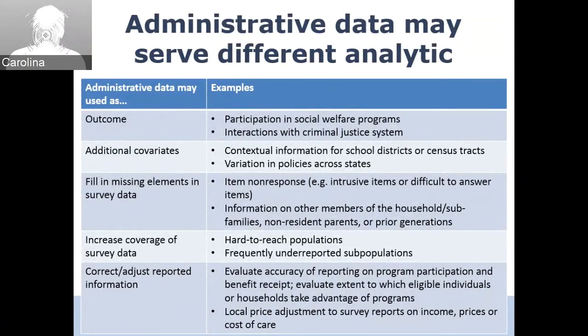A third reason that you may want to do the linkage is to fill in missing elements in the survey data. This may be because you have item non-response on, for instance, some subgroups within your survey. That's very common in intrusive items or difficult to answer items. Or you may need information on other members of the household, subfamilies, non-resident parents, or prior generations.